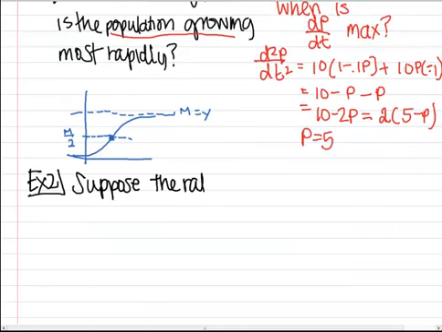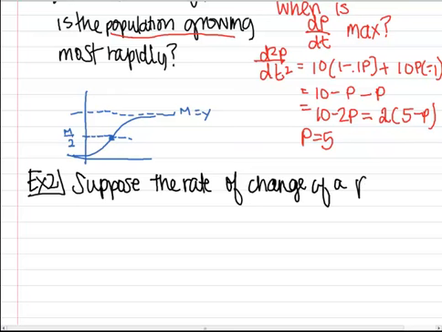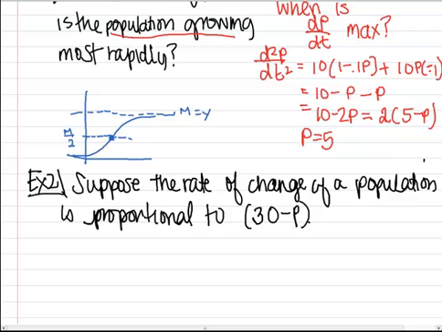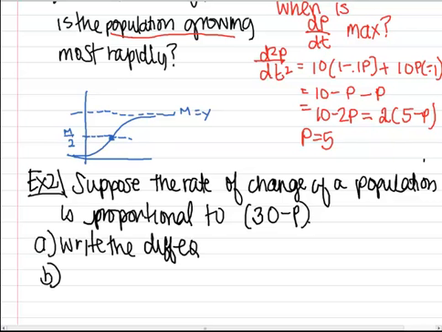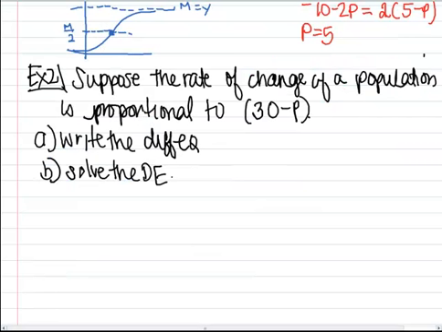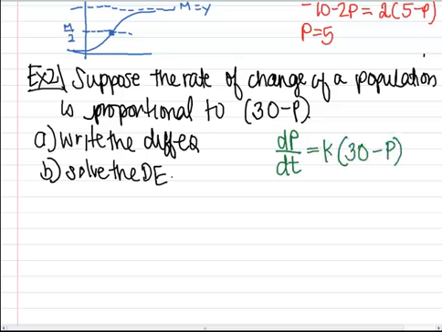Let's suppose the rate of change of a population is proportional to 30 minus P. I want us to write the diff EQ, and I also want us to solve the diff EQ, or differential equation. So suppose the rate of change of a population, so that's dP/dt, the rate of change, is proportional to 30 minus P. Now is this logistic growth? Does it look like one of the forms that we're familiar with?